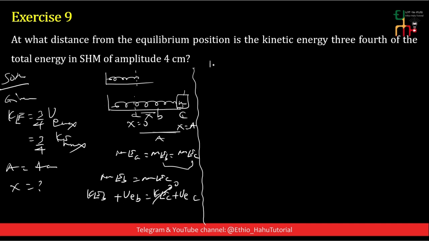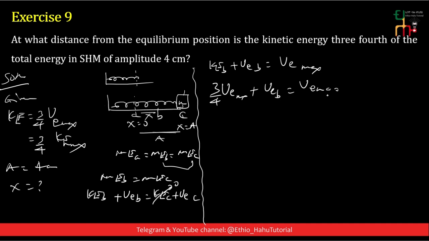Therefore, kinetic energy at point B plus elastic potential energy at point B is equal to maximum elastic potential energy at C. But given that the kinetic energy is 3/4 of the maximum potential energy, 3/4 of maximum elastic potential energy plus elastic potential energy at point B is equal to maximum elastic potential energy at point C. Taking this to the right, elastic potential energy at point B is equal to maximum elastic potential energy minus 3/4 of maximum elastic potential energy, which is 1/4 maximum elastic potential energy.